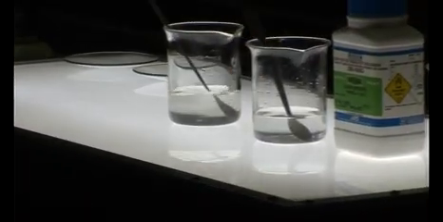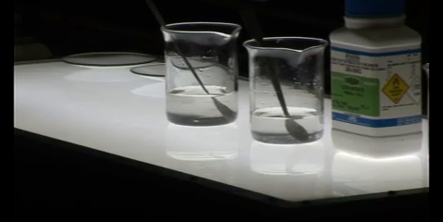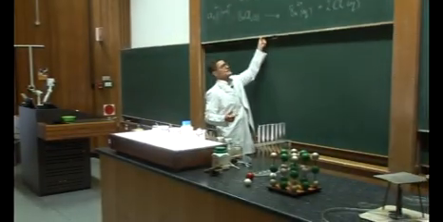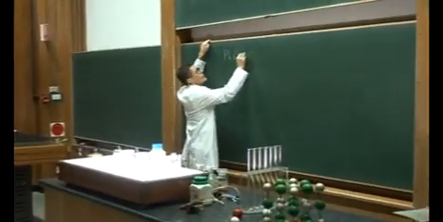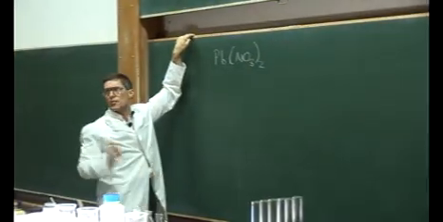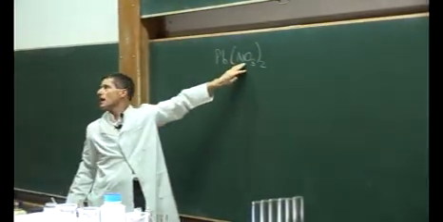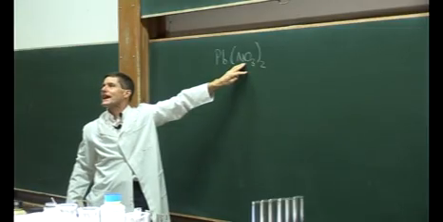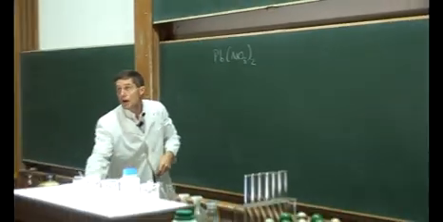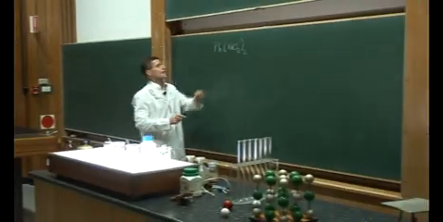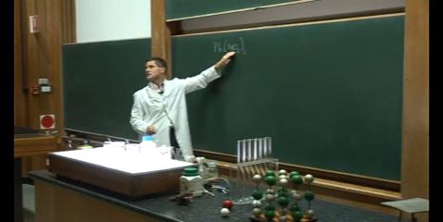If I were to do the conductivity test, the solutions in both cases would conduct electricity. The equations for the reactions that I've just done: in the first case, lead nitrate has this formula. Nitrate's a polyatomic ion. By that I mean I've got a collection of atoms, 1 nitrogen, 3 oxygens, held together by covalent bonds, all of which have a charge. And the NO3 ion has a 1 minus charge.